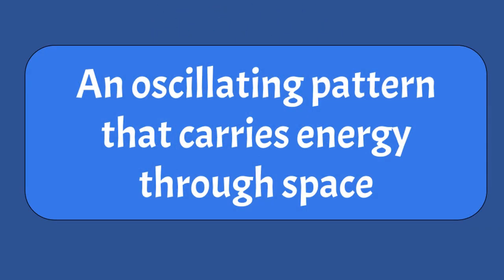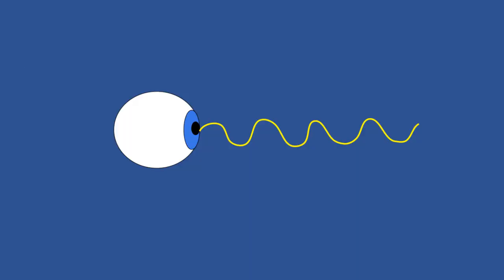What is a wave? For simplicity reasons of this video, I'm going to call it an oscillating pattern that carries energy through space. There's lots of examples of waves around us. The light you see is a wave. The sound you hear are from waves. Waves at the beach are also, of course, waves.